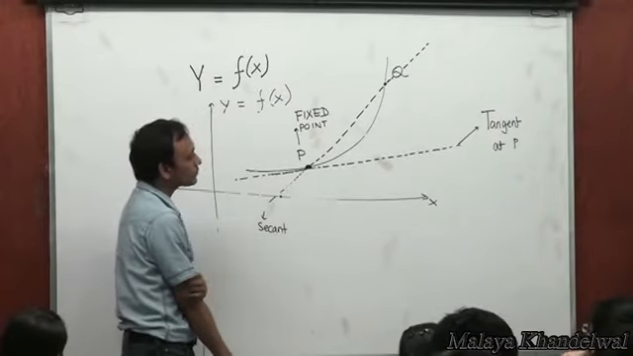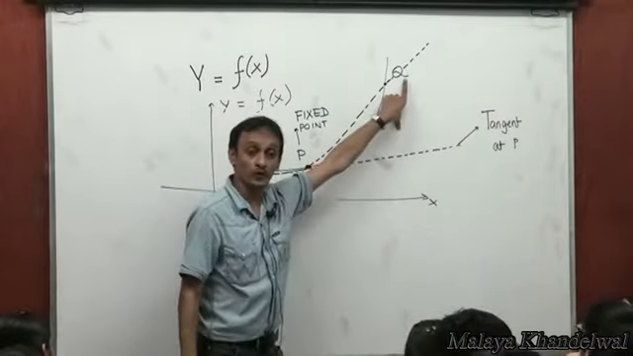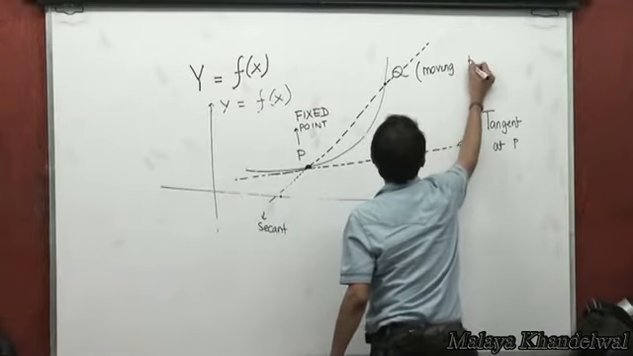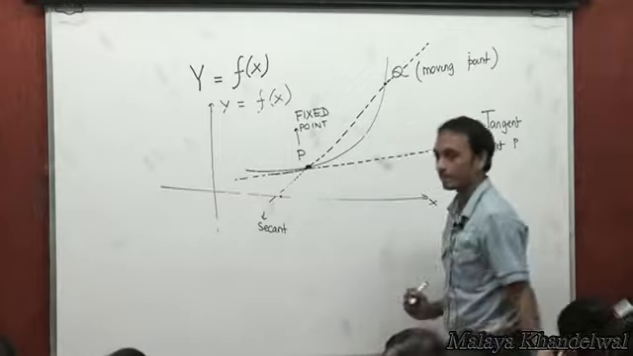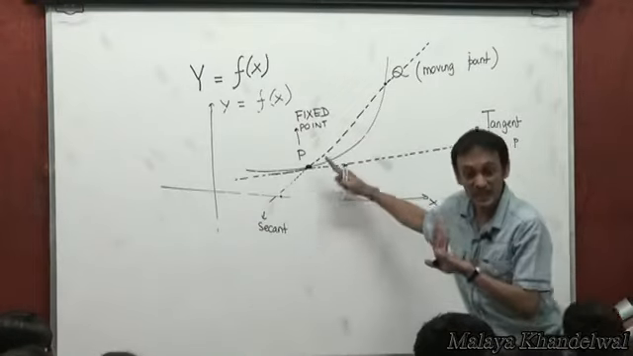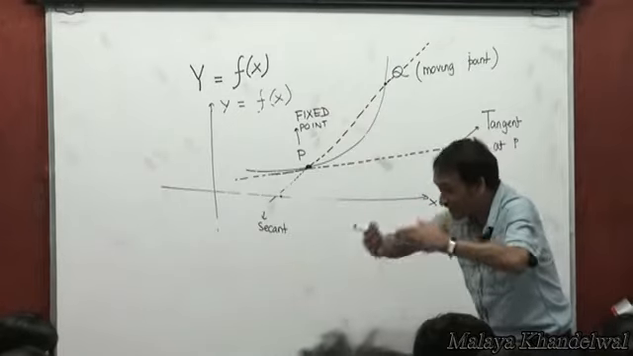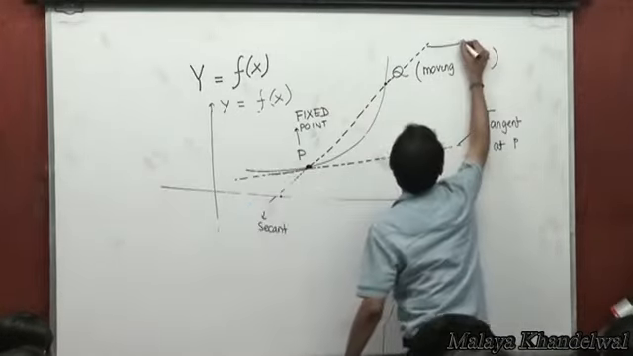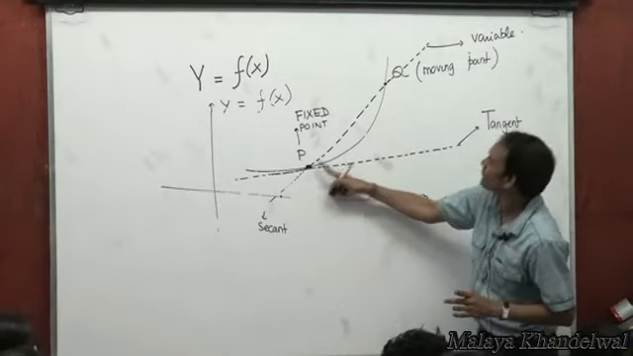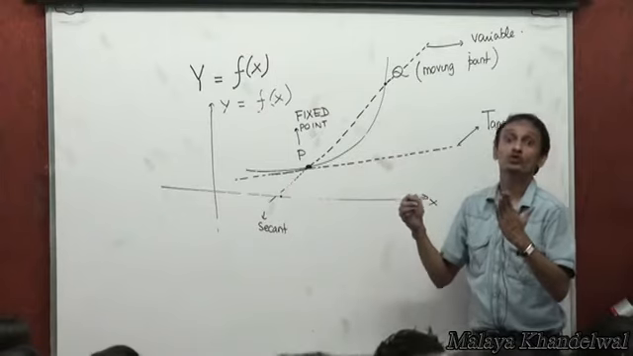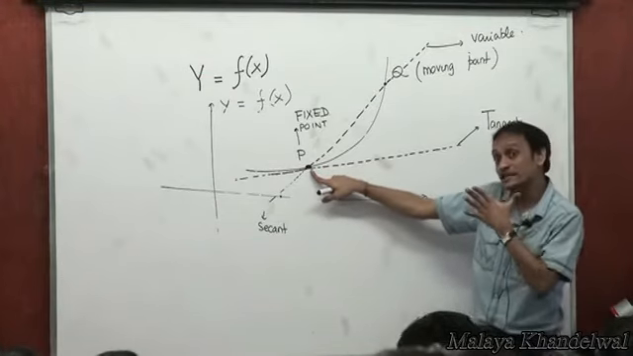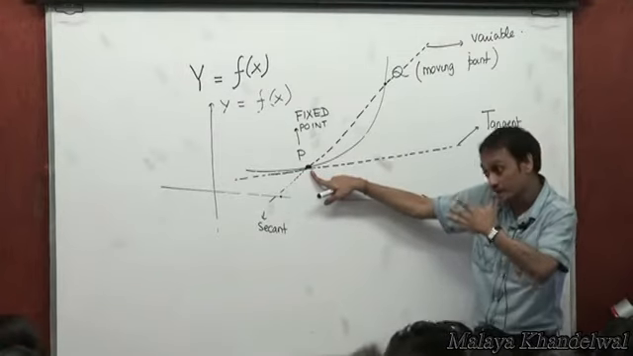Now, let Q be a moving point. If Q is a moving point, PQ would be a variable secant. P is fixed, but Q is moving. So the secant PQ would be a variable secant, right? Now if P is fixed and Q is moving, the secant is as if it's hinged at P. So the secant rotates about P, right?